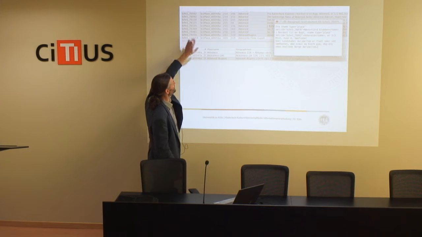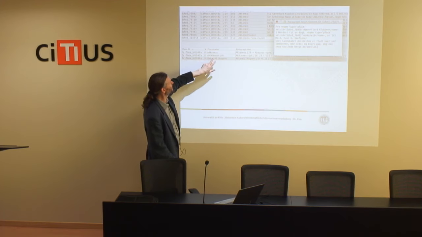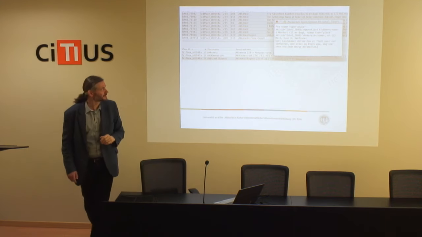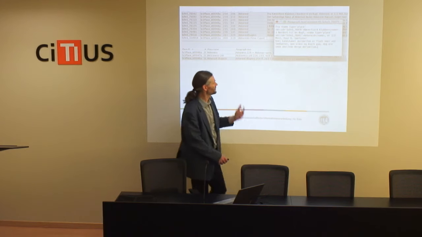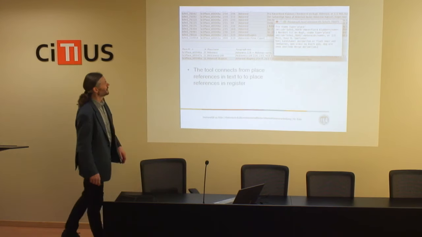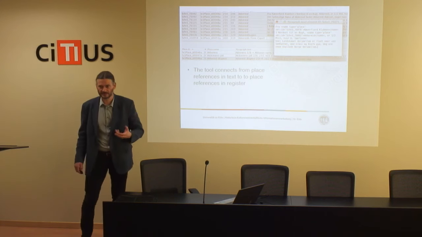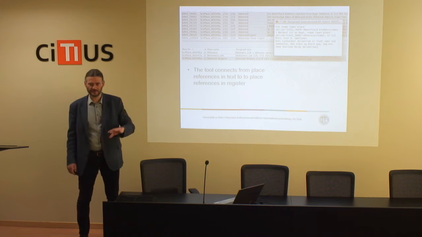So how it looks in the app when you do this coreference stuff is just a list of place names and the place name from the digitized list of place names, kind of an index from a printed version from the 20th century. And then you can go in and see the context of each use of the place names and so on. So it connects place references in the text to place references in the register, in the index. And they are connected because they refer to the same place.